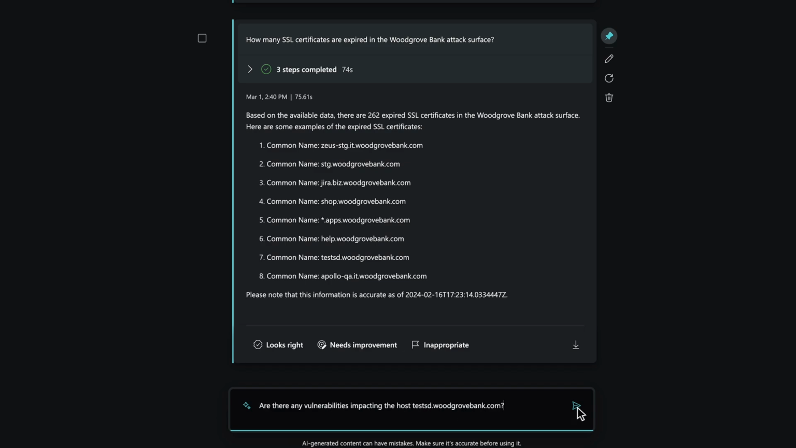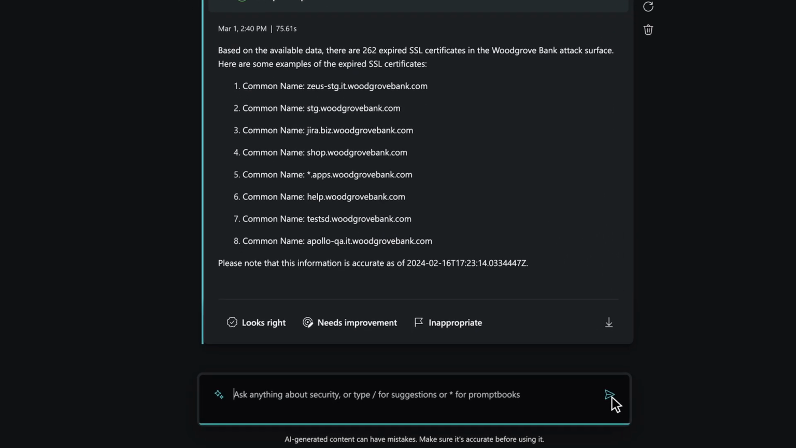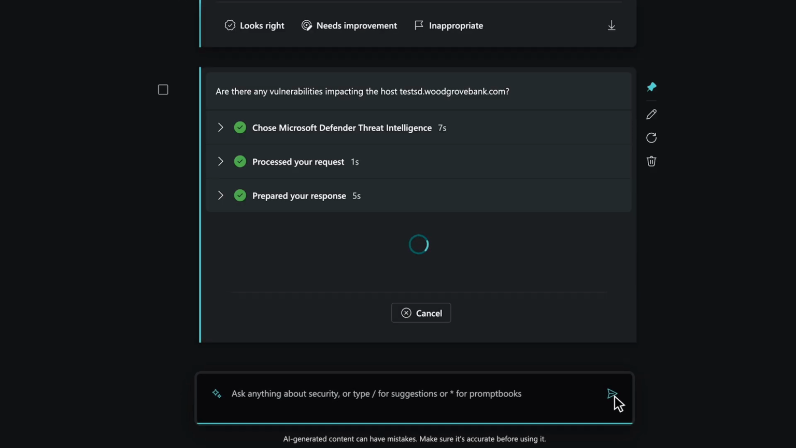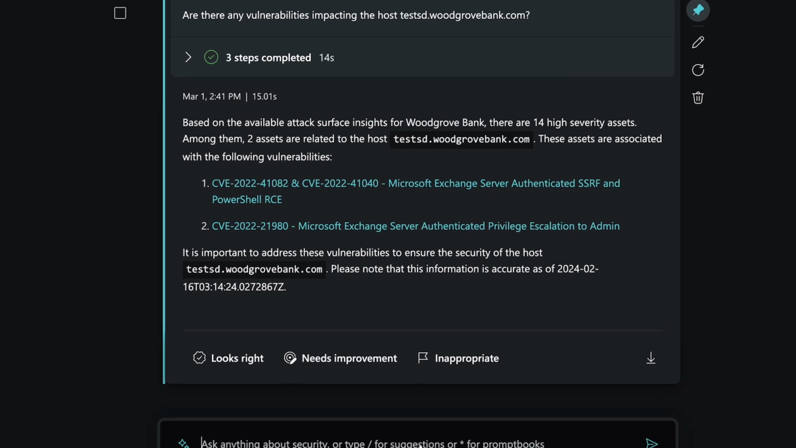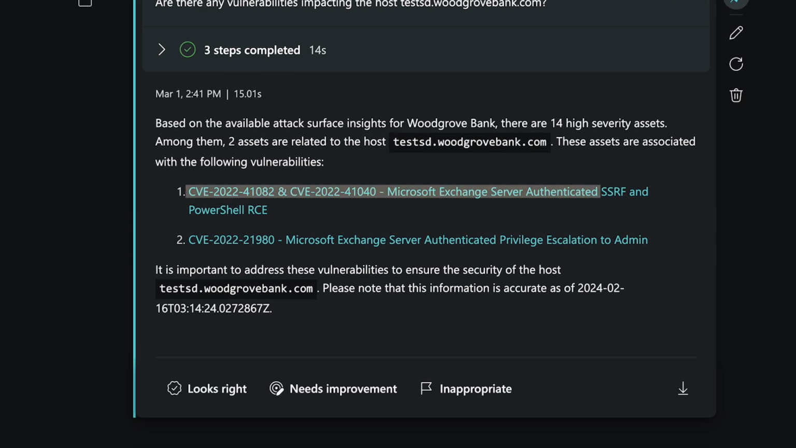Copilot can then help us learn about the security vulnerabilities associated with these discovered assets in order to help us prioritize our remediation efforts. In this example, we inquire about the vulnerabilities against a hostname related to one of the expired SSL certificates. Copilot returns a list of CVEs that are impacting that asset, suggesting further investigation is required. For each, Copilot presents a link to the National Institute of Standards and Technology website for more information.